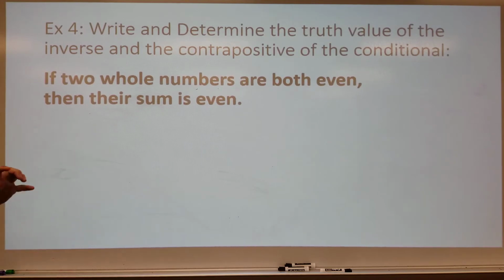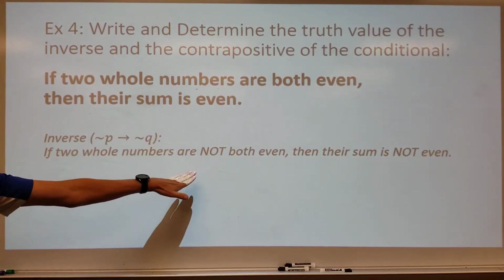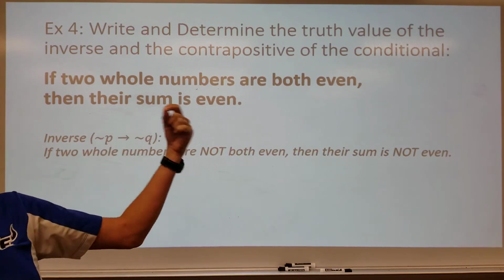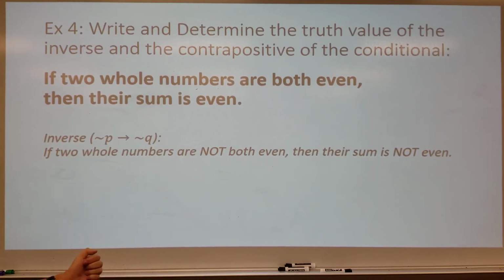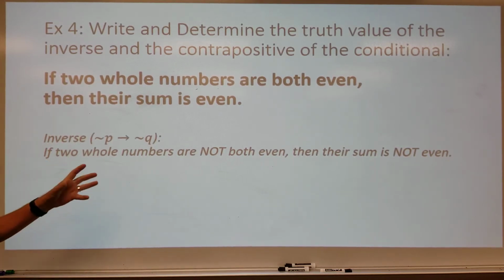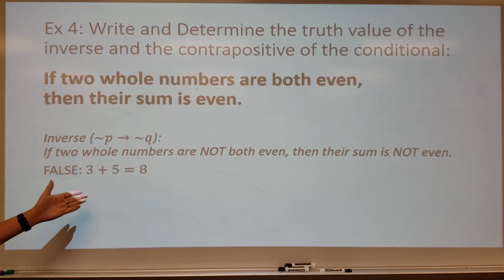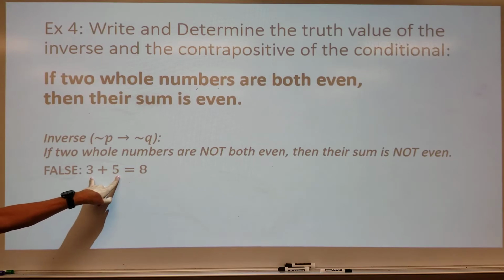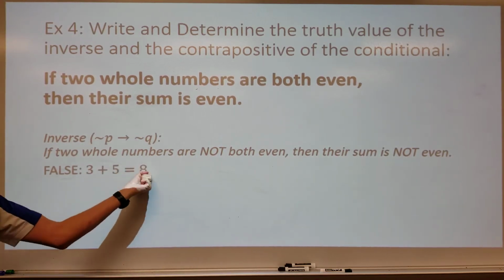Here's a quick example. If two numbers are both even, then their sum is even. And this is a true statement. The inverse would be saying if two whole numbers are not both even, then their sum is not even. And we can test that by trying to provide a counterexample. Here's a simple situation where 3 plus 5, both whole numbers, both not even, but their sum is even. This is called a counterexample.